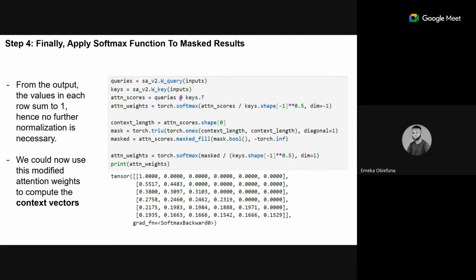So now that we've gotten our mask, we've been able to mask some parts, we are now going to apply a softmax function to get our attention weights. Once you've applied your softmax, it's going to give you this. When you take the sum of each row, it's going to sum up to 1. The next thing is that we are going to take this attention weight and use it to compute the context vector.